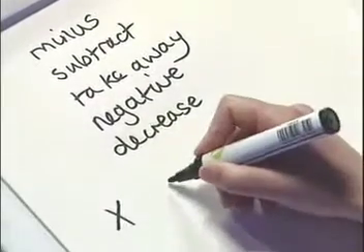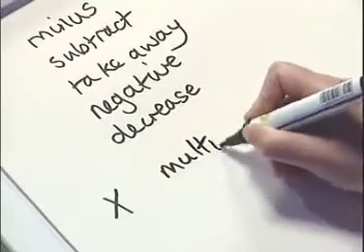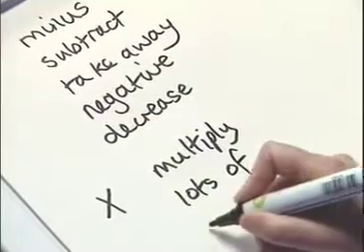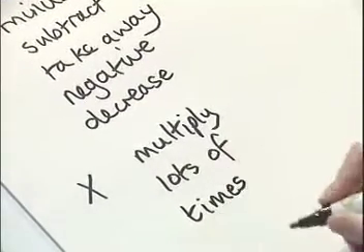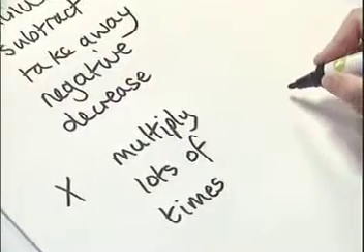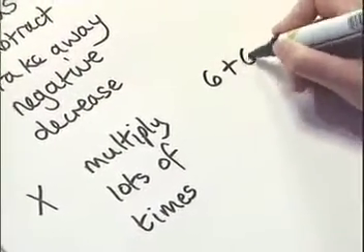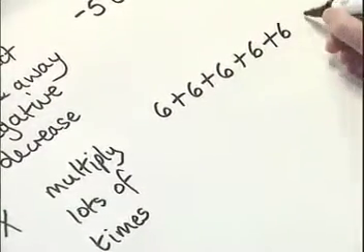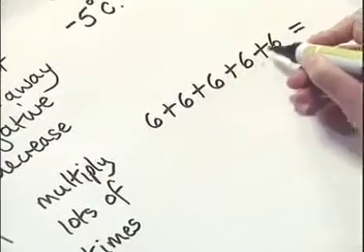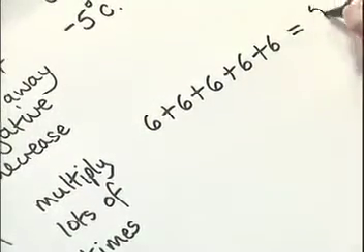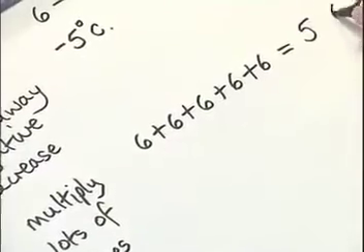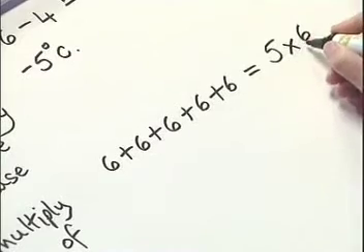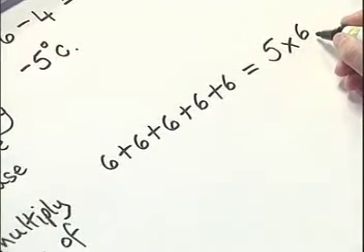How about this one? Words associated with this symbol: multiply, lots of, and times. Now this one is really just a shorthand for adding. Let's have a look at a context. For example, 6 add 6, add 6, add 6, add 6. What we've actually got are 1, 2, 3, 4, 5 sixes, and in shorthand we want to write 5 sixes, and the symbol that's used is the multiply sign. So we've got 5 lots of 6, or 5 times 6.